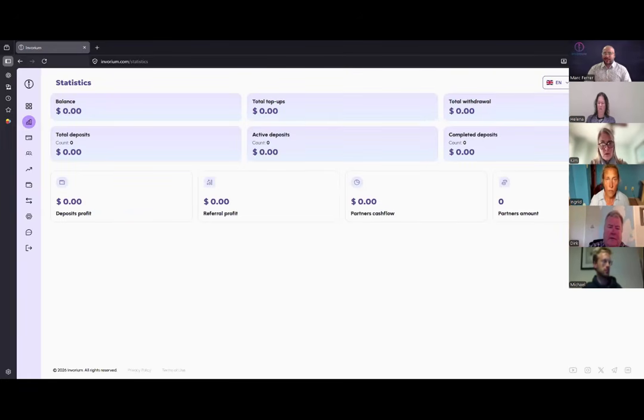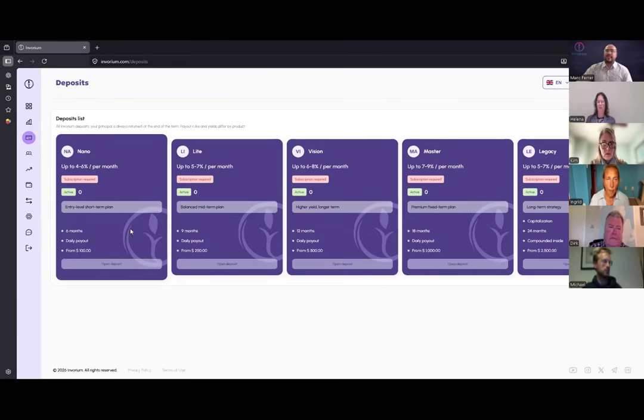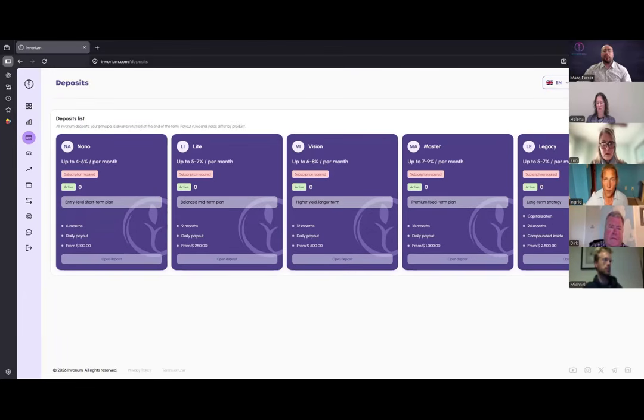Now, about how the money works. The deposits section.